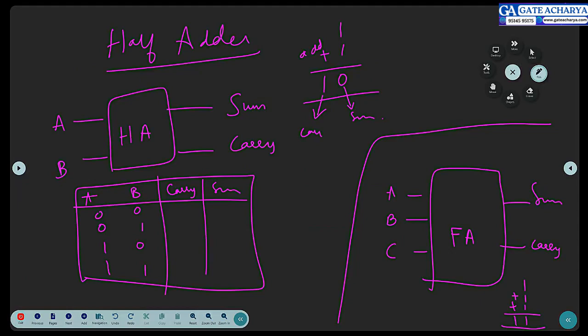Next I want you to do half subtractor, full subtractor. That's all. These truth tables are necessary. I have seen some questions directly they have asked what is the truth table, so you should definitely know. Half adder, full adder, half subtractor, full subtractor. It is compulsory you should know. Next we will talk about multiplexers.